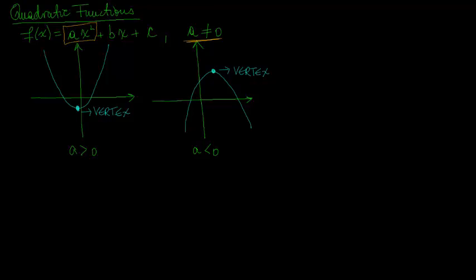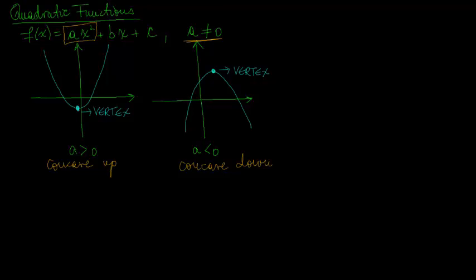Depending on the sign of the leading coefficient a, the graph of the quadratic function is going to be a parabola that is concave up. If a is positive, then the graph is going to be concave up. If a is, however, negative, then the graph is going to be concave down.